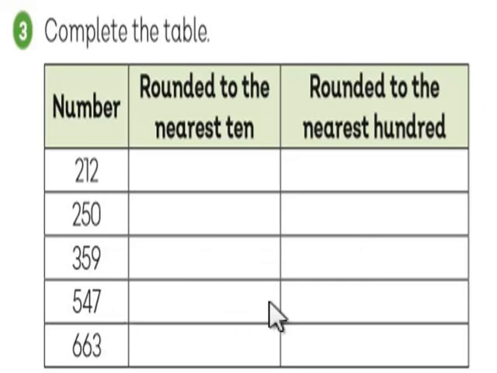547, round to the nearest 100 is, what is the answer? 500. And 663, round to the nearest 100 is 700. Okay, did you follow Teacher Don? Very good.